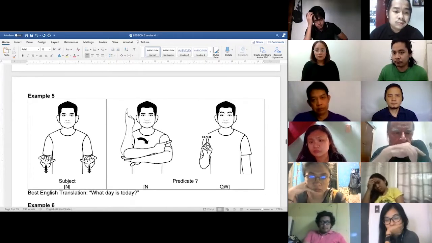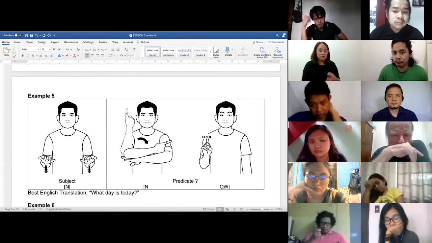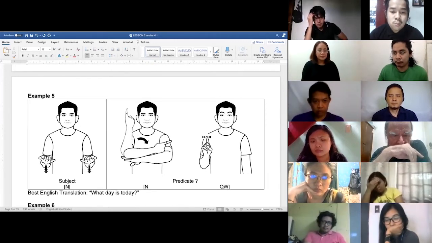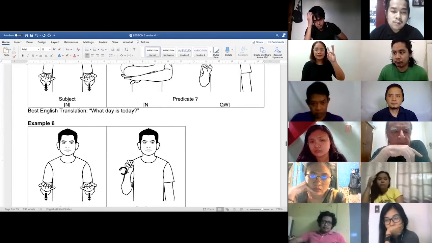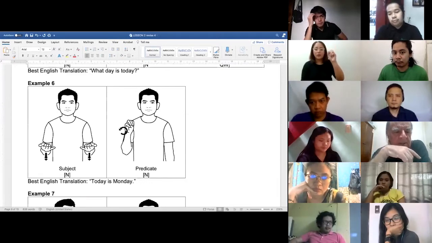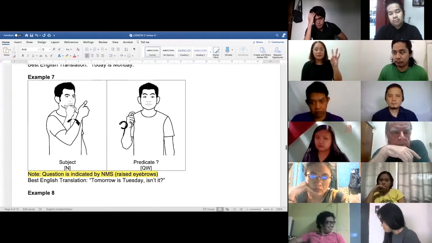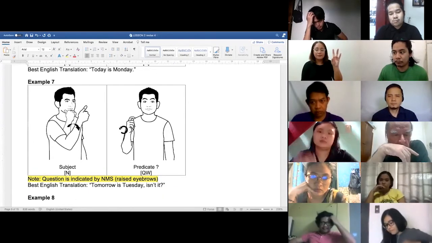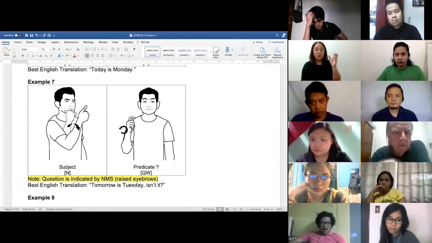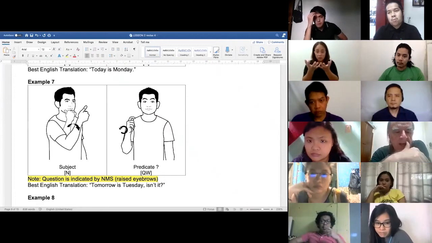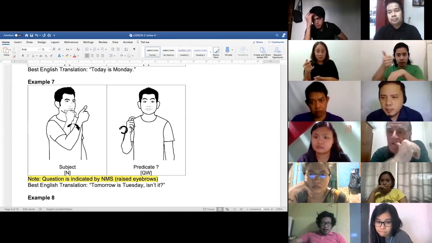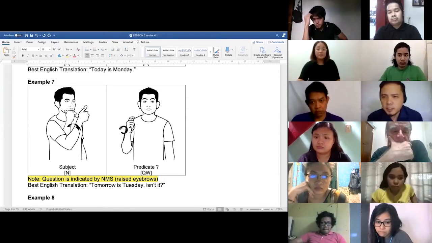Now, all right, example 5. All right. Okay, example 6. Okay, 7. Okay, so you want to take out the yellow highlight? Is that clear though, sir? Is the English translation good? Yeah.